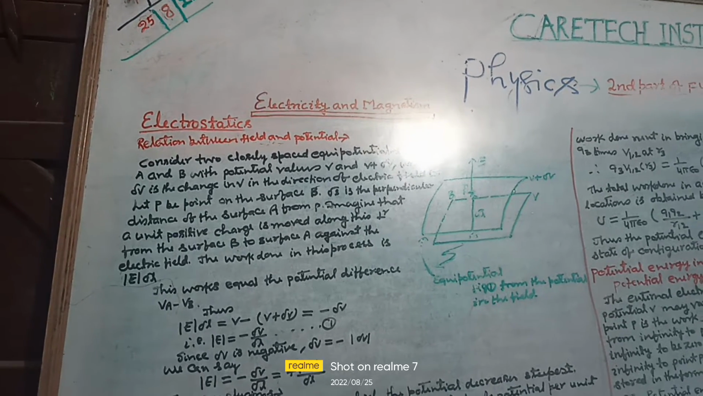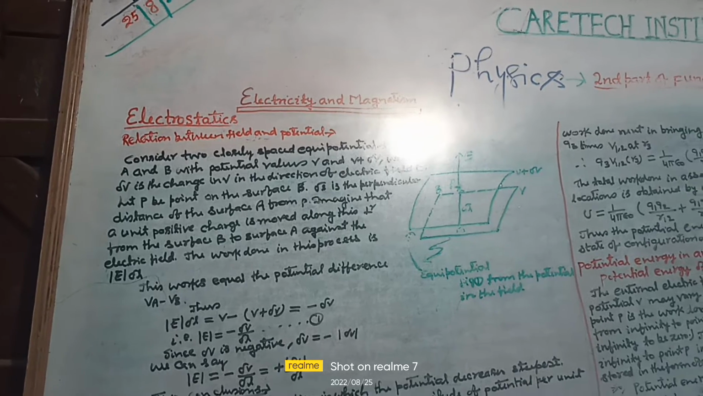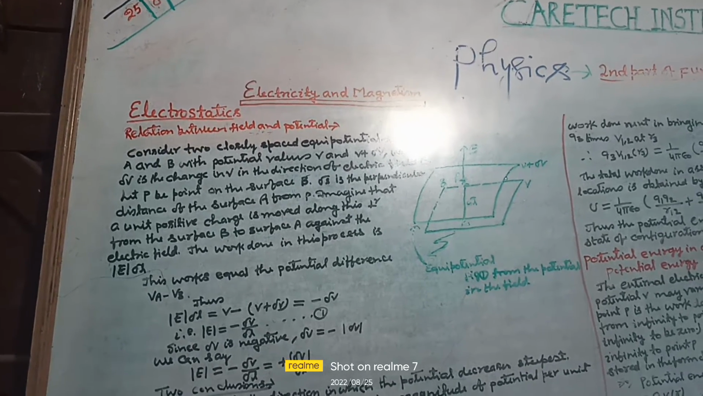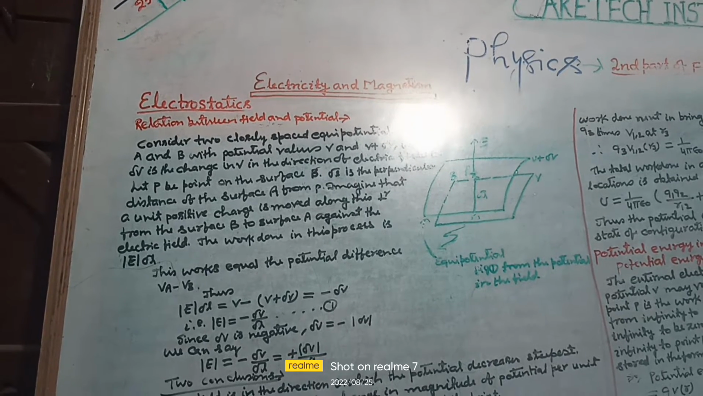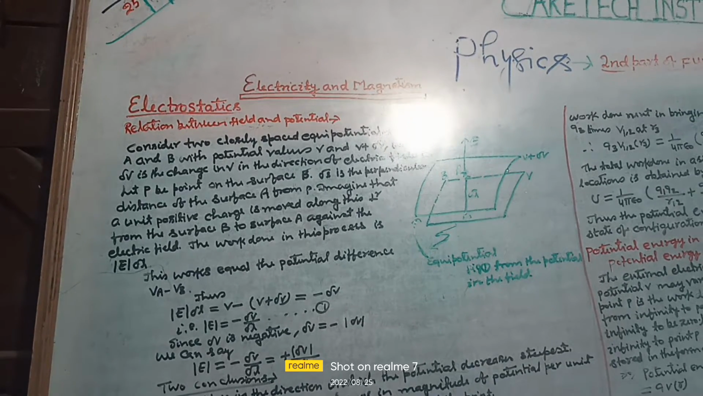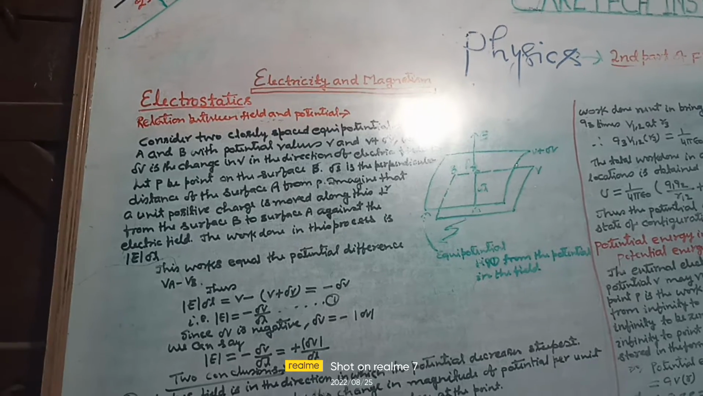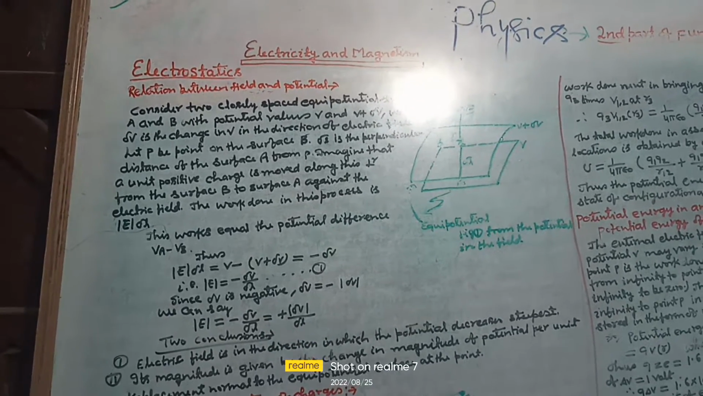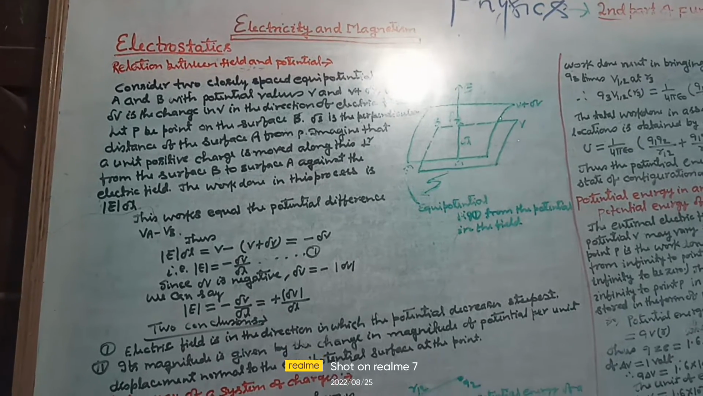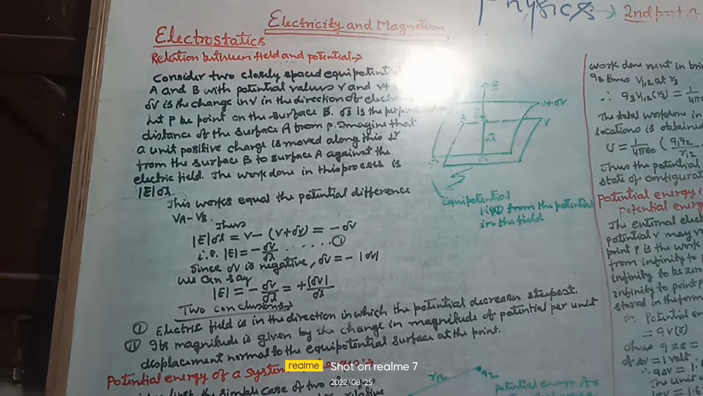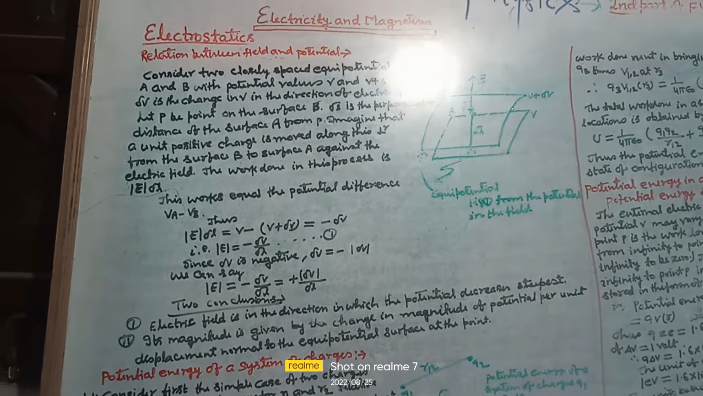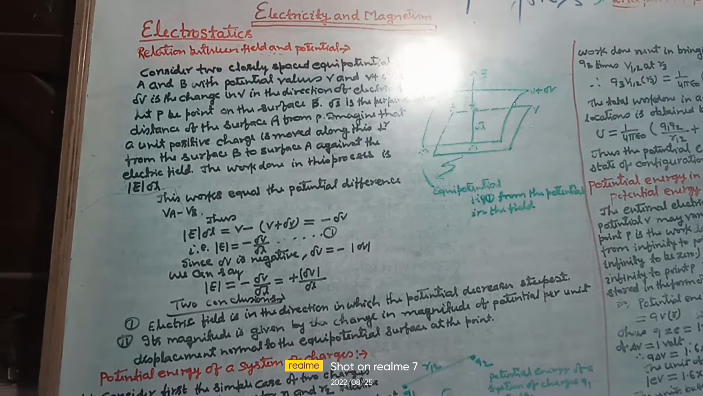Let P be a point on the surface B. Delta S is the perpendicular distance of the surface A from P. Imagine that a unit positive charge is moved along this perpendicular from the surface B to surface A against the electric field. The work done in this process is E into delta L. This work equals the potential difference VA minus VB.